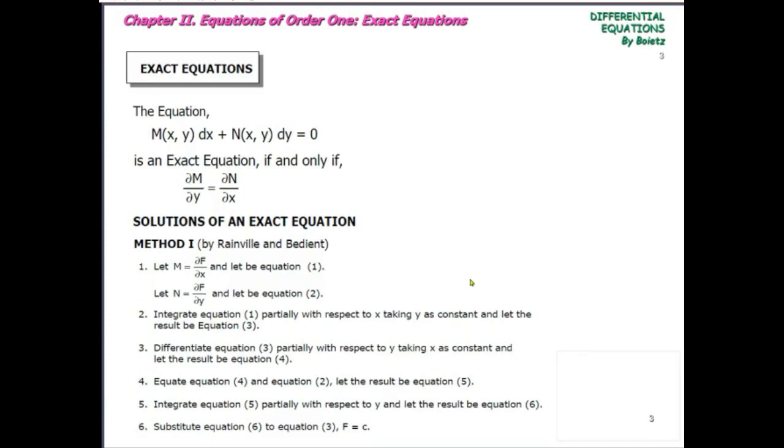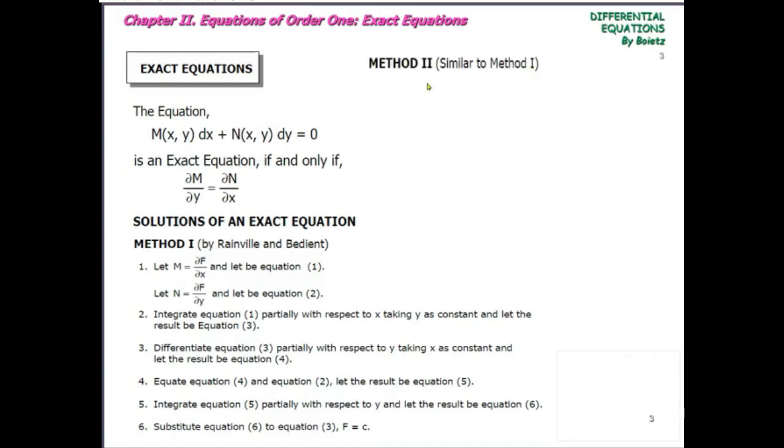Medyo mahaba, I will discuss this in detail. I think it's better to understand if we will go on with the solution to discuss all of these steps. Okay, so that is method 1 by Rainville and Bigget.